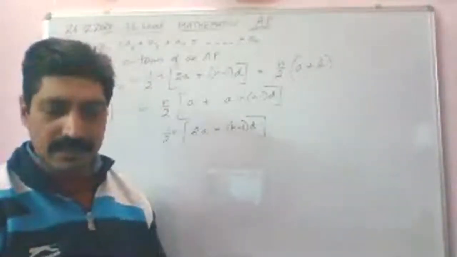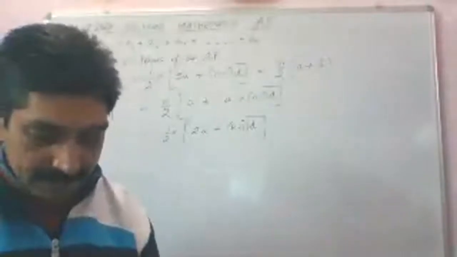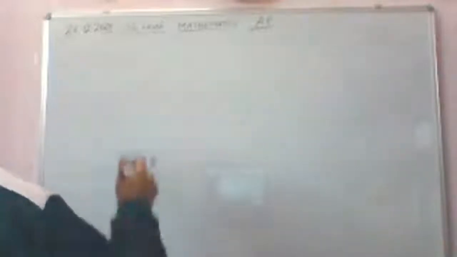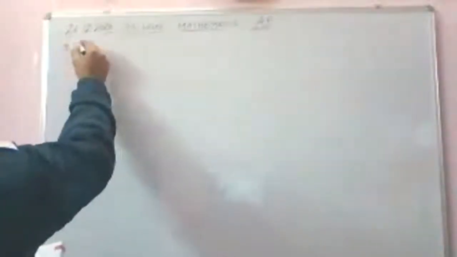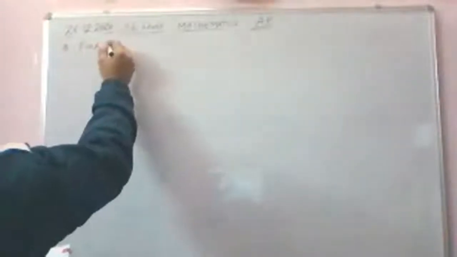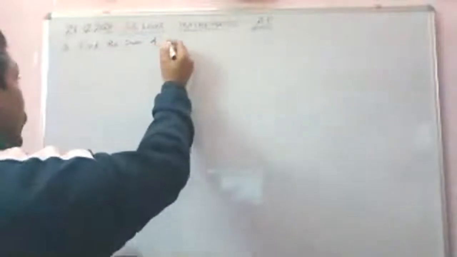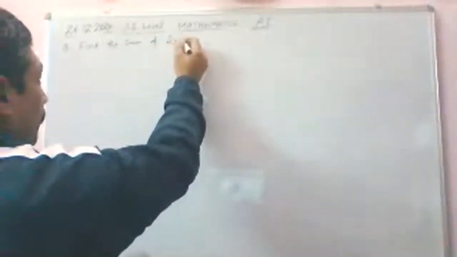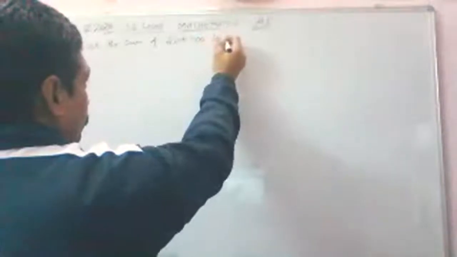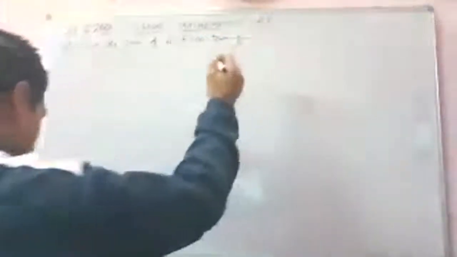So let's take an example now. Here the example is: find the sum of the first 100 terms of the progression.